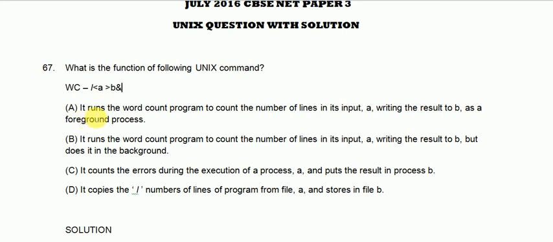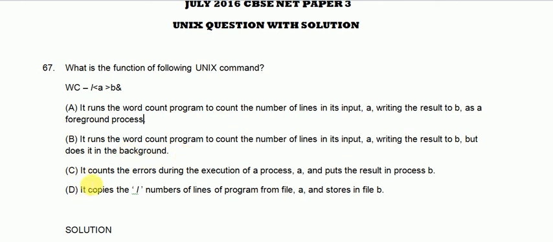Option A states that it runs the word count program to count the number of lines in its input A, correct, writing the result to B, this is also correct, as a foreground process. So what is false here? Foreground. This command states that we have to run it in the background. So option A is false. Option B states that it runs the word count program to count the number of lines in its input A, correct, writing the result to B, correct, but does it in the background. So this option seems to be correct.